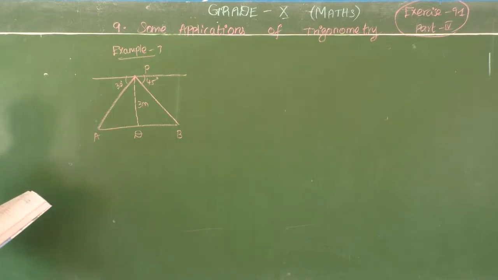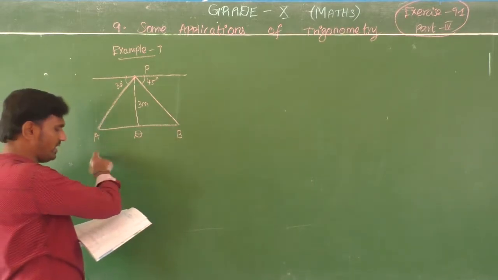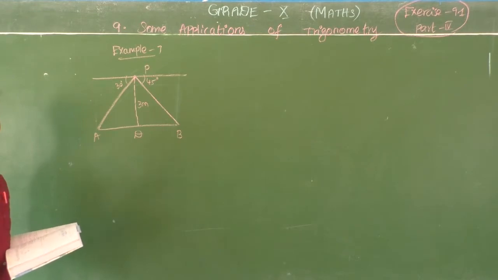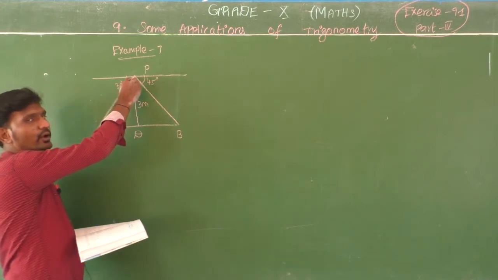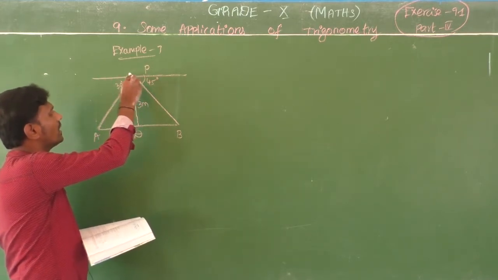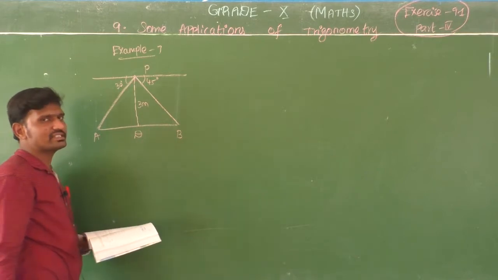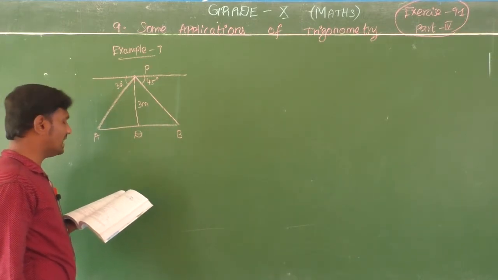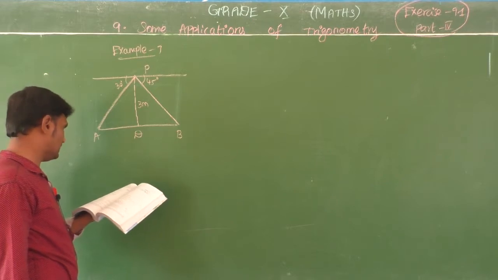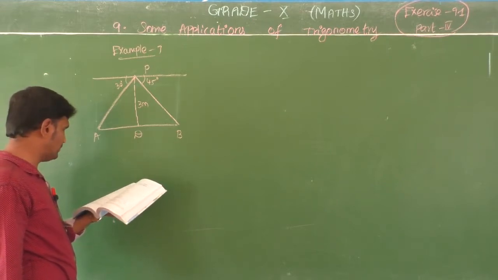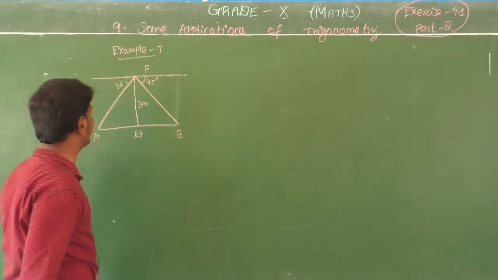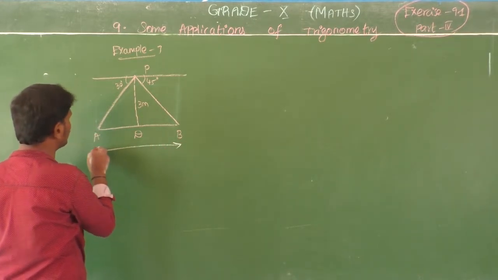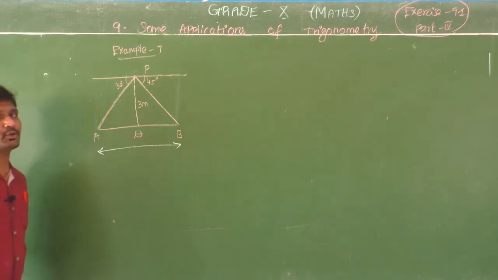Now listen, let A and B be the two points on the banks on the opposite sides of a river, and P is the point of observation from which the angles of depression to its two ends are taken. The height of the bridge is 3 meter. Now we need to find the width of the river, so I am going to find AB now.